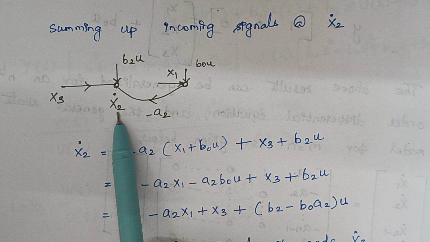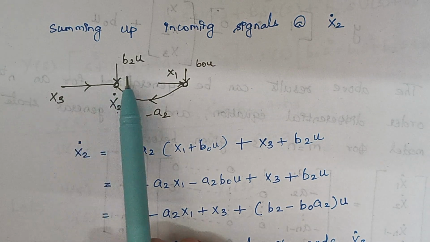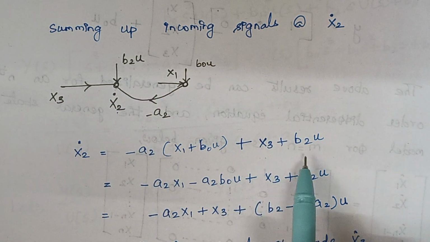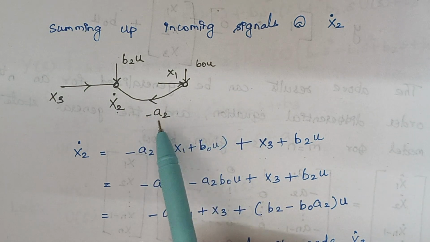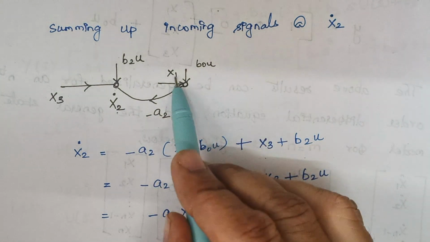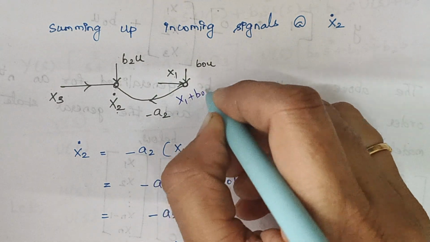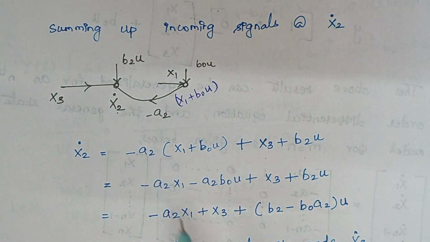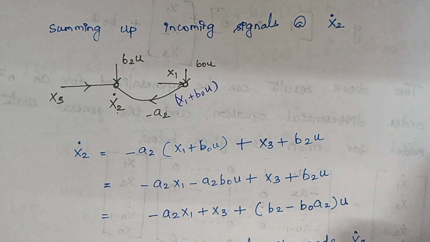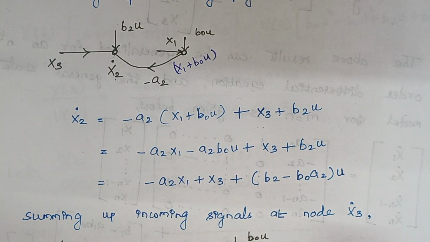So x2 dot is given by x3 plus b2u, right? x3 plus b2u, and here this minus a2 will get multiplied with the summation of these two terms, that is x1 plus b naught into u, right? So that is the expression here. Again you have to multiply the terms and combine the similar terms together, right?